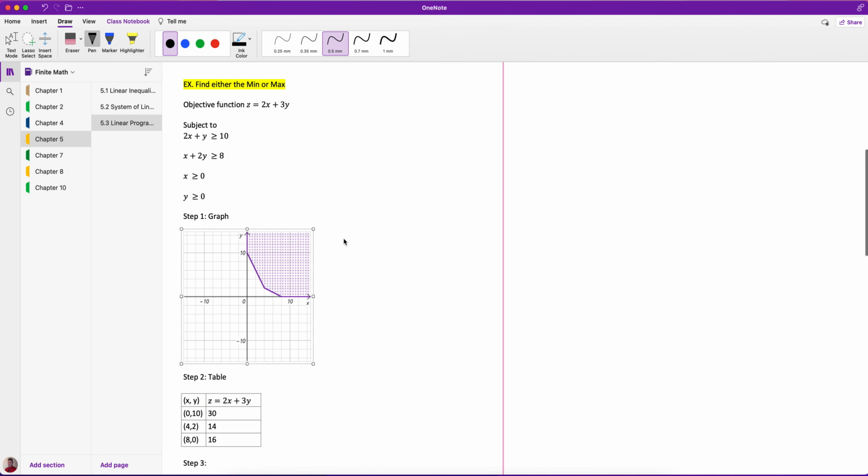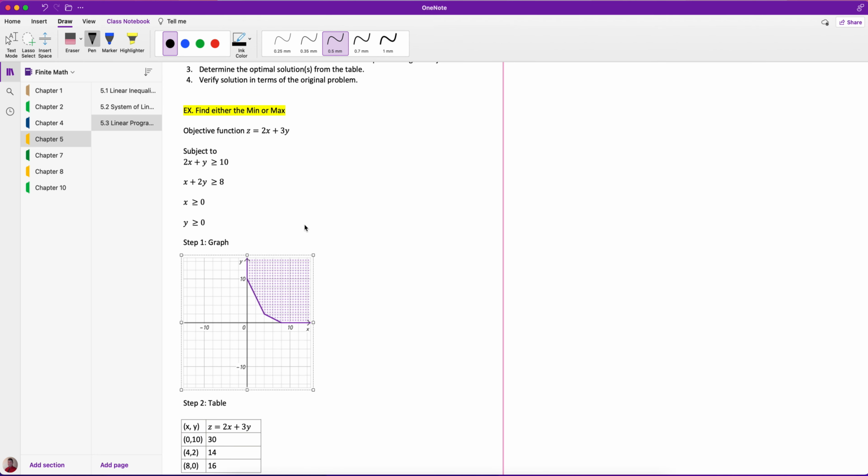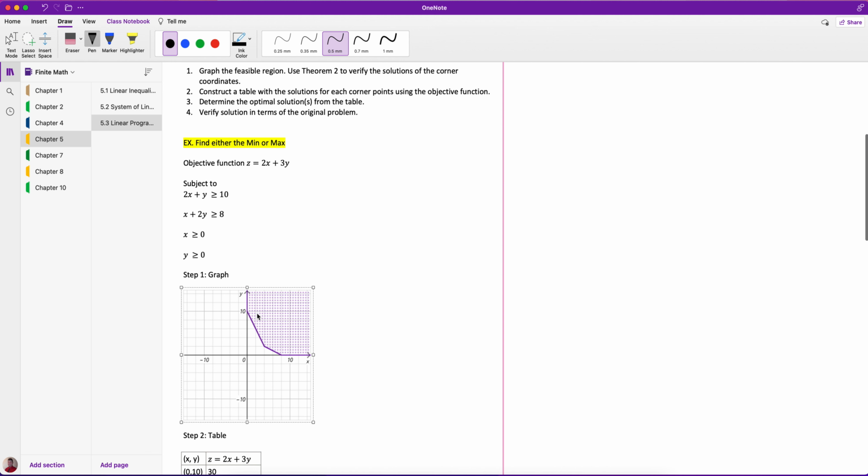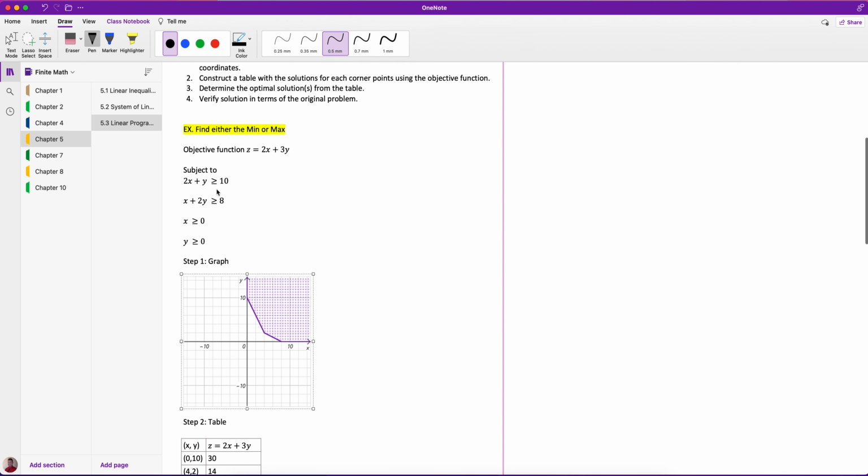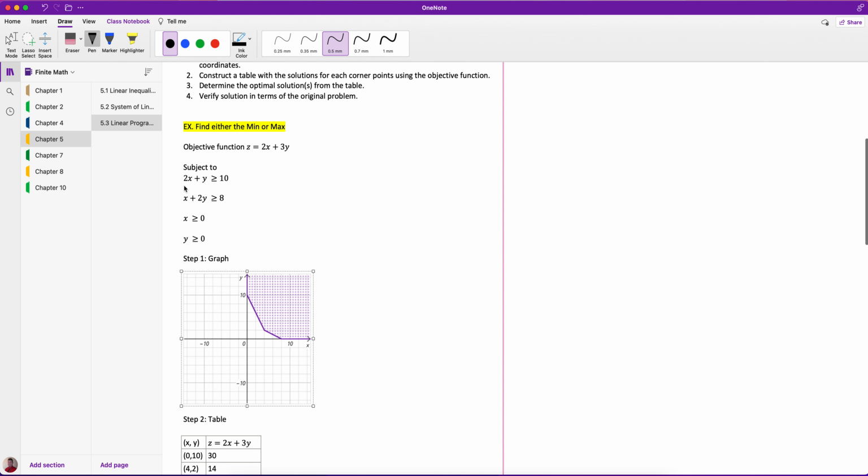So there'll be a couple problems that you'll do. You'll do a problem where you're given the functions. So our objective function is z equals 2x plus 3y, right? Because you're actually going to solve for z. And so you don't graph that one. That is where you're going to put your corner point solutions in. Subject to, this is where you graph. So we have our first line, 2x plus y is greater than or equal to 10. x plus 2y is greater than or equal to 8. And here is my non-negative constraints.